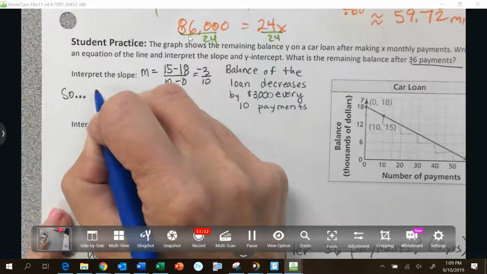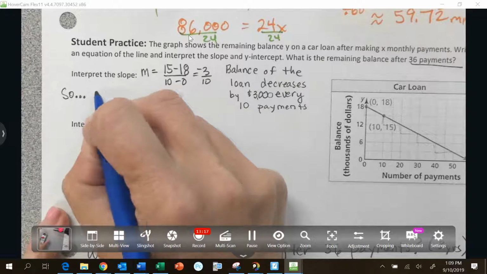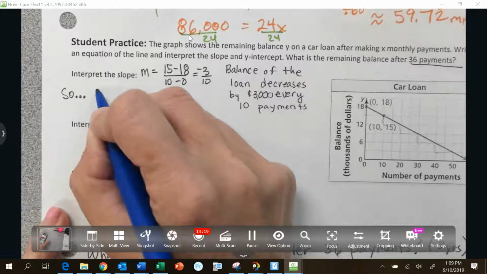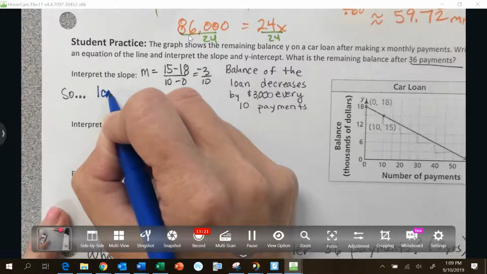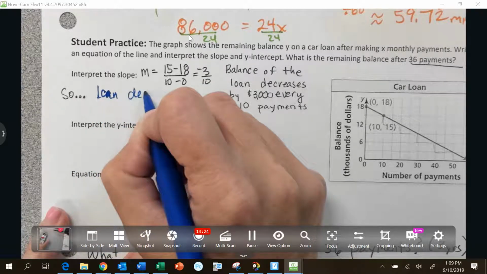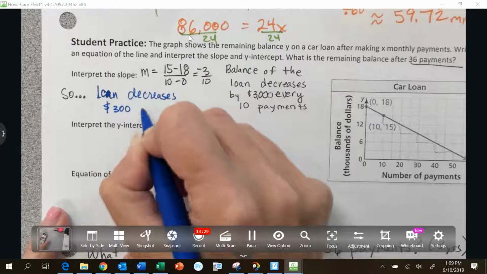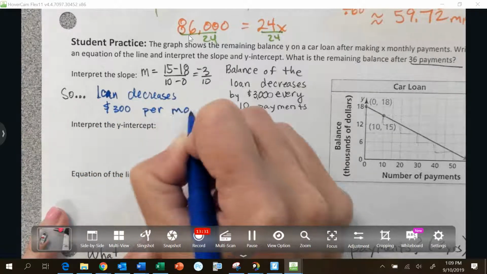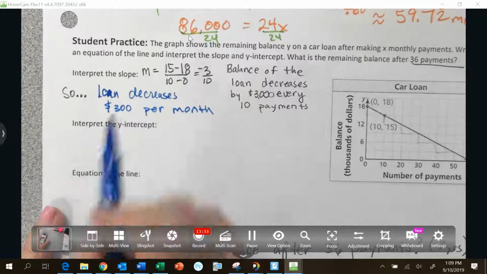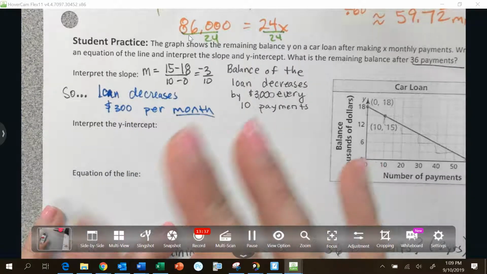The loan decreases $300 per month. So when I'm asking you to interpret the slope, it's per one of the bottom. You always have to divide it.